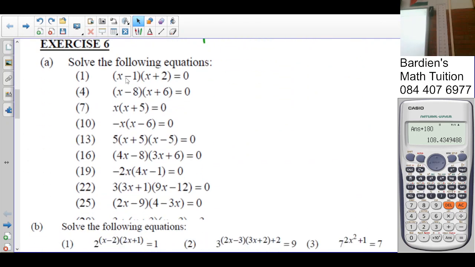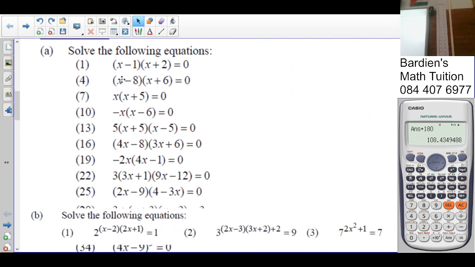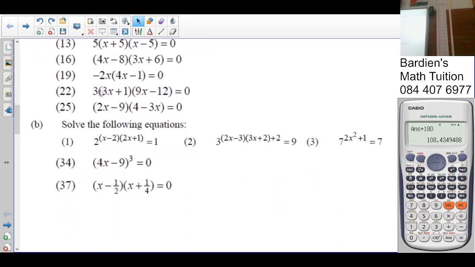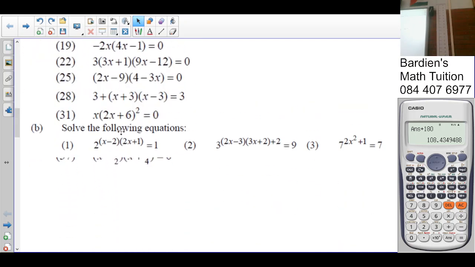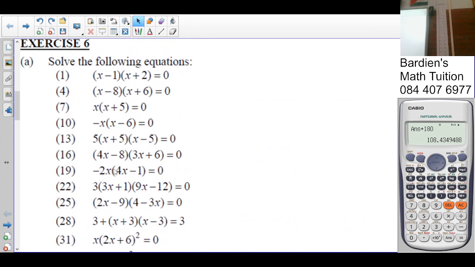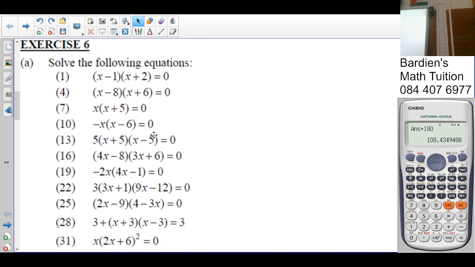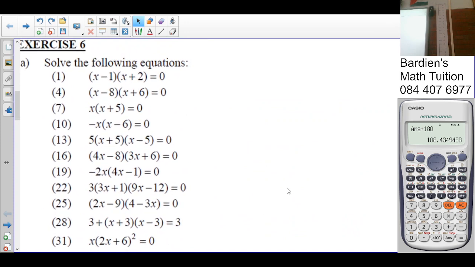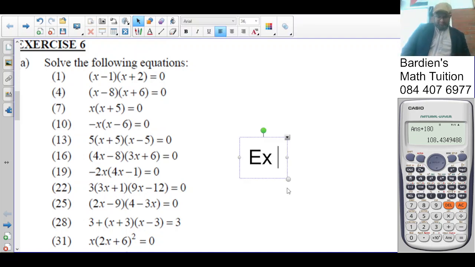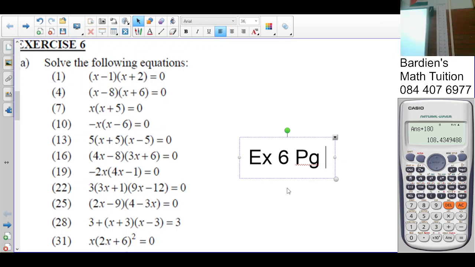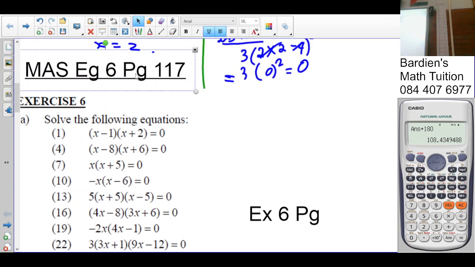People, this is exercise 6 on page 117 out of the Mind Action series. Let's do this first column here quickly. I'm going to call you up row by row quickly to make sure you guys understand what you are doing here. Okay? So this is exercise 6 on page 117 of the Mind Action series textbook. Let's copy this.